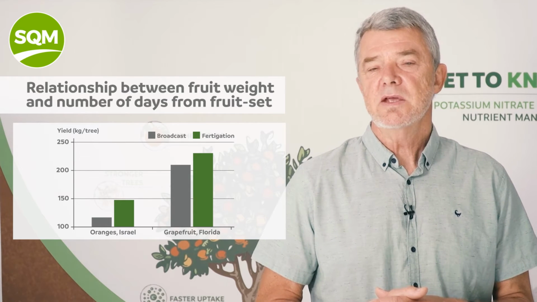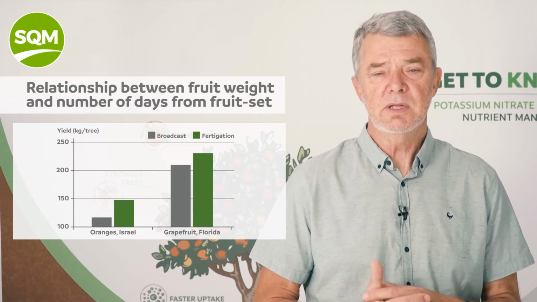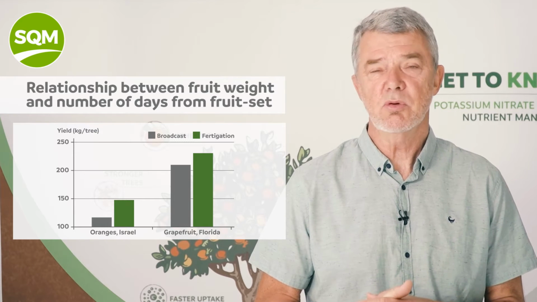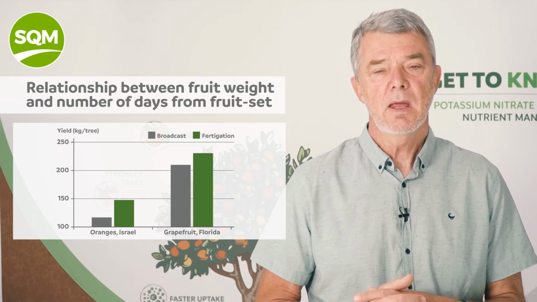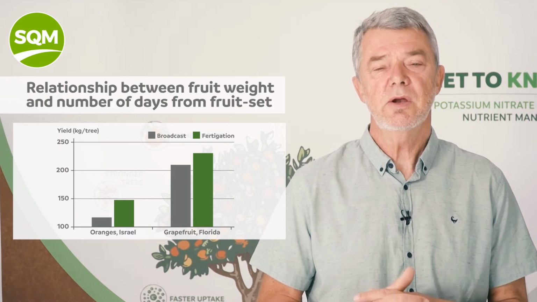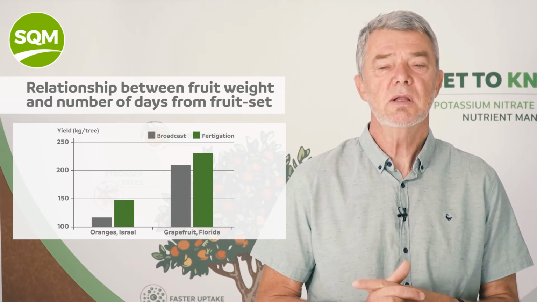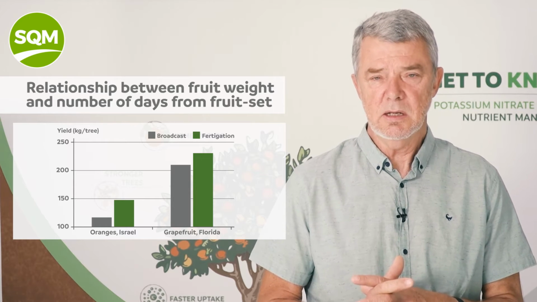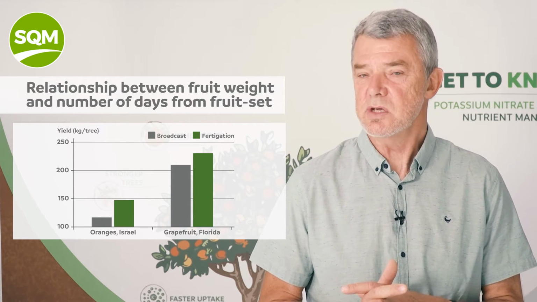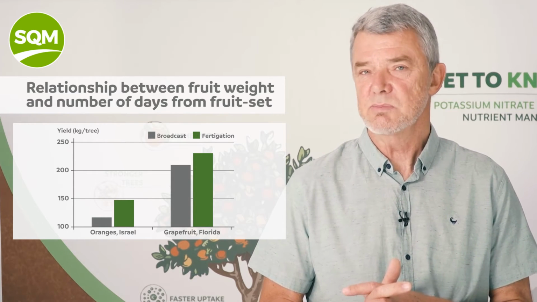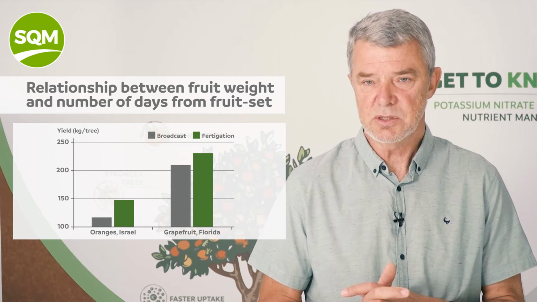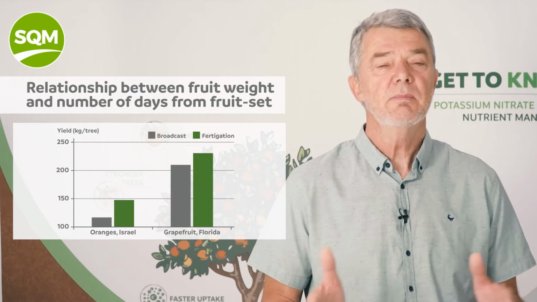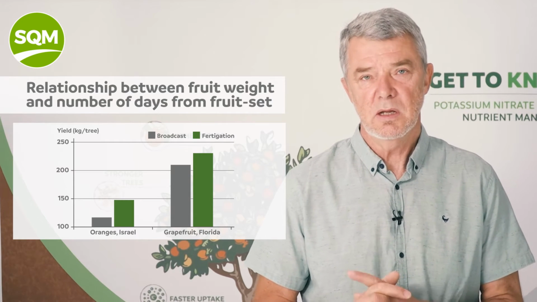The graph I have here is just to show yield improvements with fertigation versus broadcast applications of fertilizer. And the 2 areas were oranges in Israel and grapefruit in Florida. And you can see in both cases the yield in kilograms per tree increased with fertigation as opposed to broadcast fertilizer applications. So if you can do your fertigation, that is beneficial, but then your irrigation also needs to be top notch.